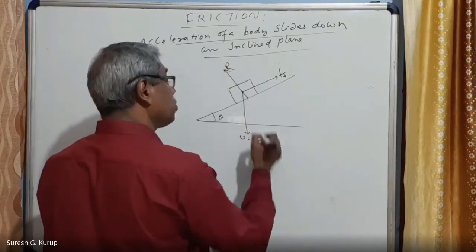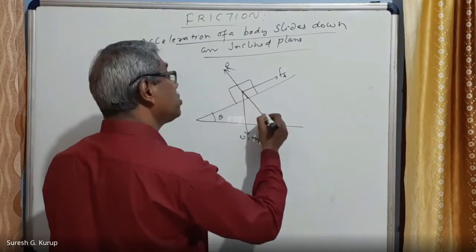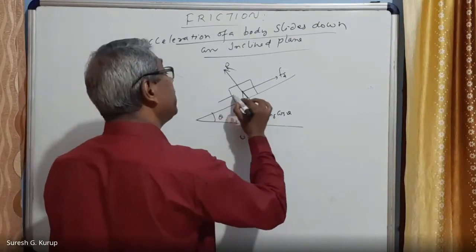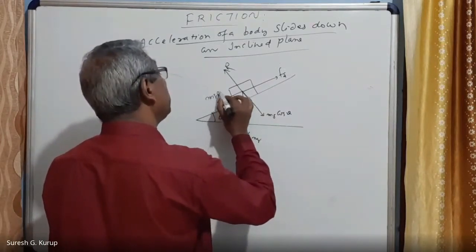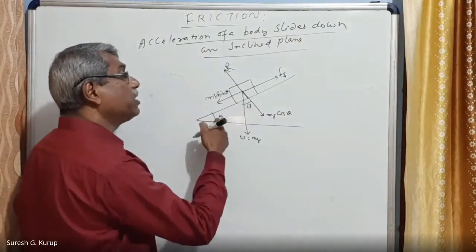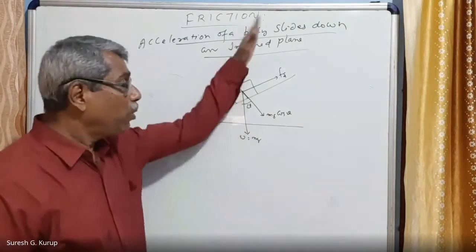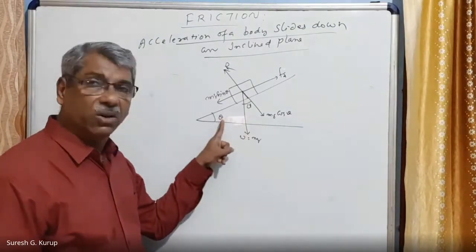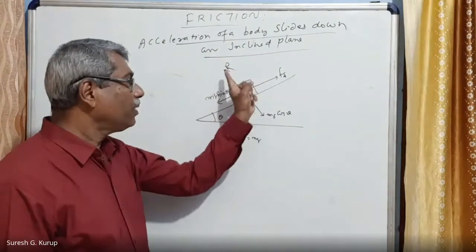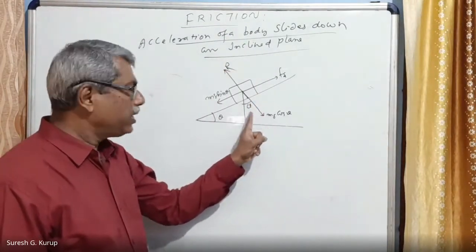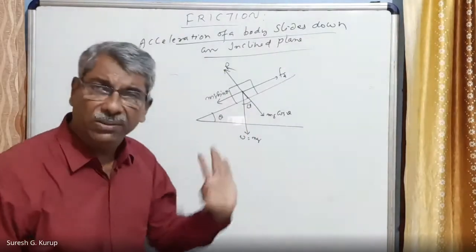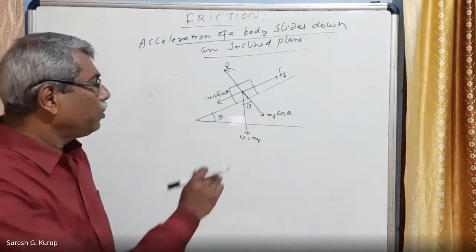Okay, mg can be resolved into two components. One component is this one, that is mg cos theta. Always remember that. The other one is mg sin theta. What is the reason? Because any vector quantity can be resolved into two components. If this is theta, naturally this also will be theta. This line makes an angle theta with the vertical, and the plane makes an angle theta with the horizontal. So now the body is moving down through an inclined plane.